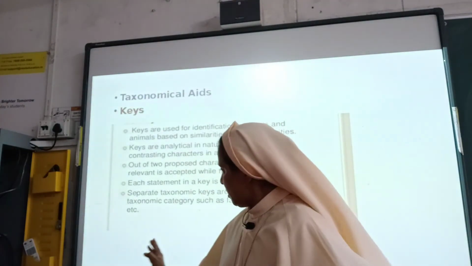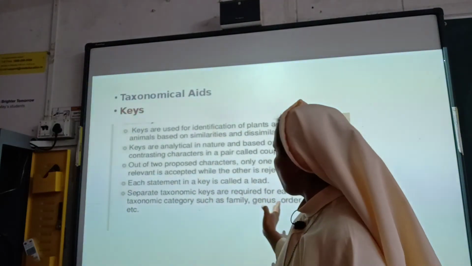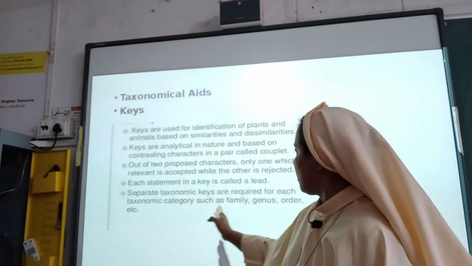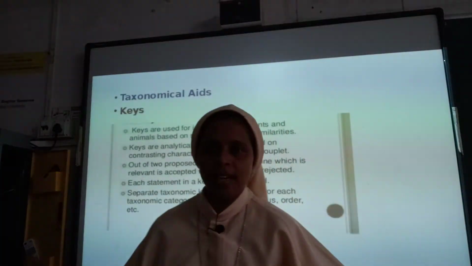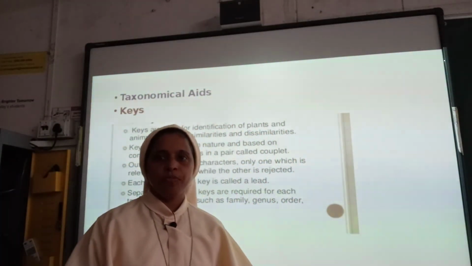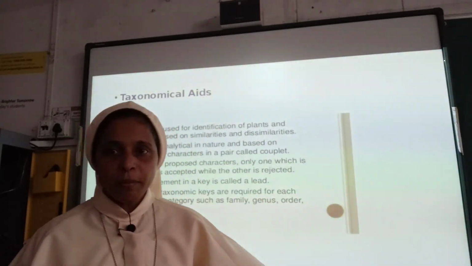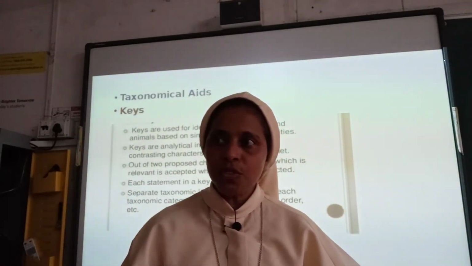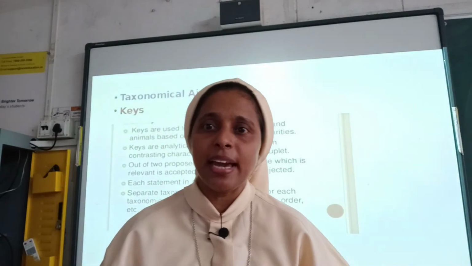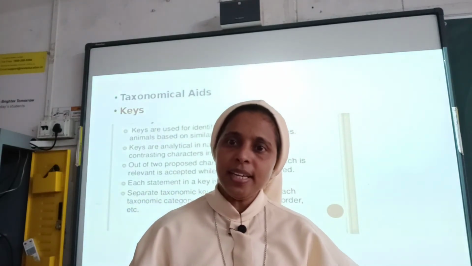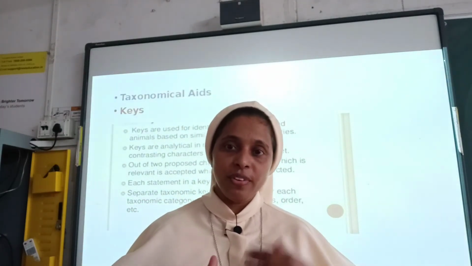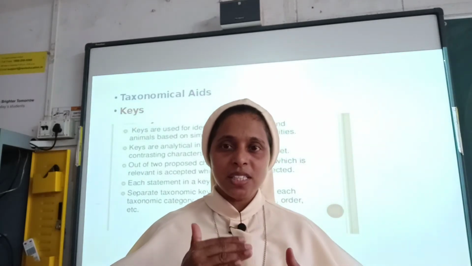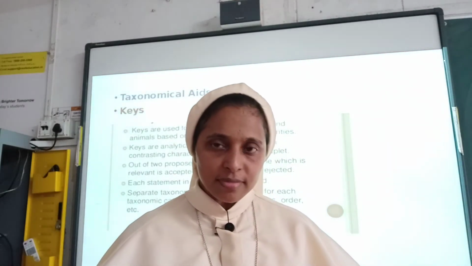And the last point is that separate taxonomic keys are required for each taxonomic category, such as family, genus, order, etc. So we will learn according to the genus, order and so on. Okay, is it clear?